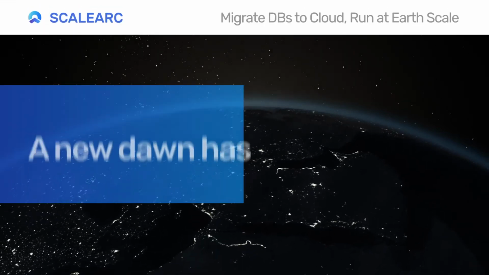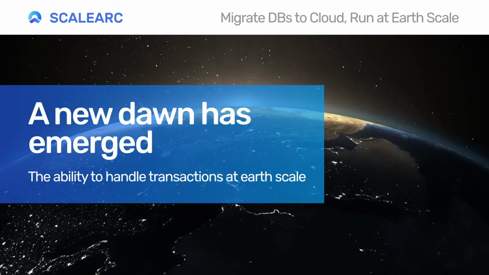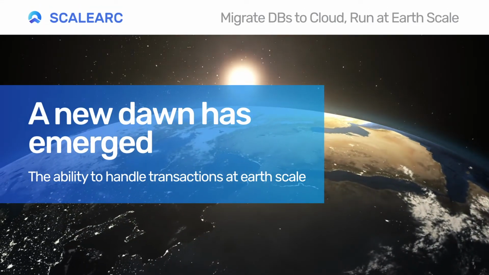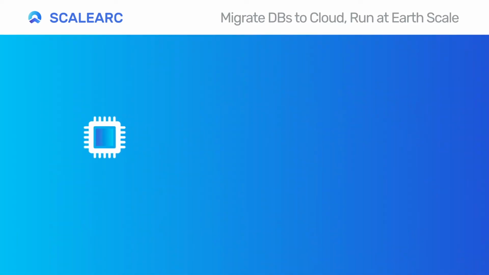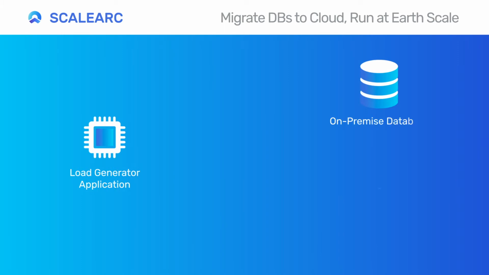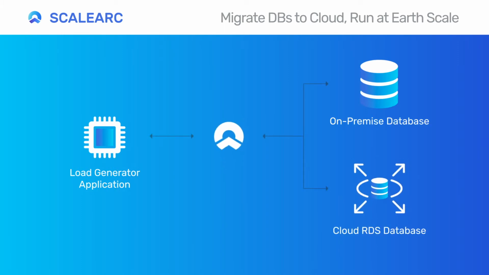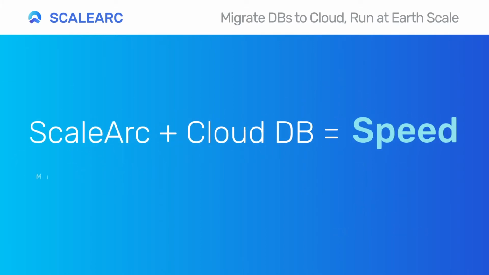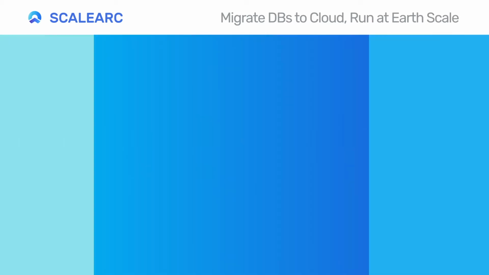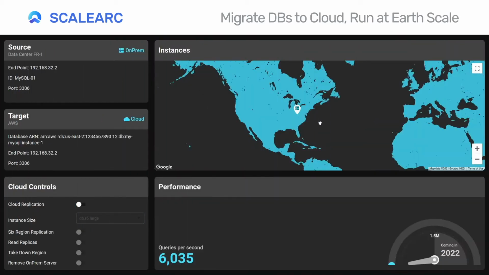A new dawn has emerged in cloud computing: the ability to handle transactions at Earth scale, and your on-premise database is simply not going to get you there. Cloud databases, when used with ScaleArc, will migrate your databases now to the cloud and scale up, all with zero downtime. We have here our on-premise database, as shown in our previous diagram.